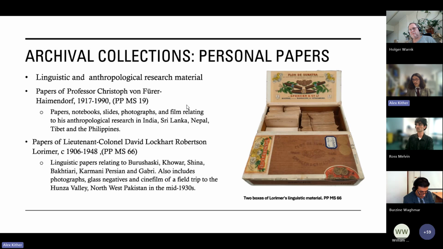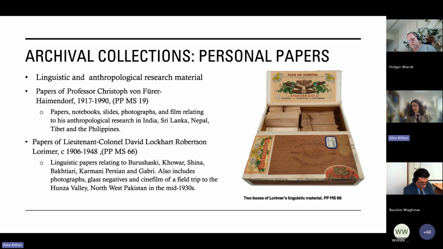Also, I've listed here the Lorimer papers, so the papers of Lieutenant Colonel David Lockhart Robertson Lorimer, and these are his linguistic papers, again relating to various languages and regions across Southern Asia. Again, this has a large visual component, so a collection of photographs, glass negatives, and cine film of field trips from the 1930s as well. And you can see here to the side some of Lorimer's material, which he conveniently put in cigar boxes whilst he was in the field, which they still have inside. The boxes are inside archival boxes, but we have obviously kept the original cigar boxes that Lorimer used.